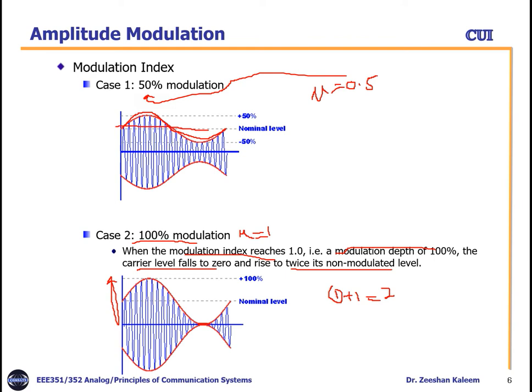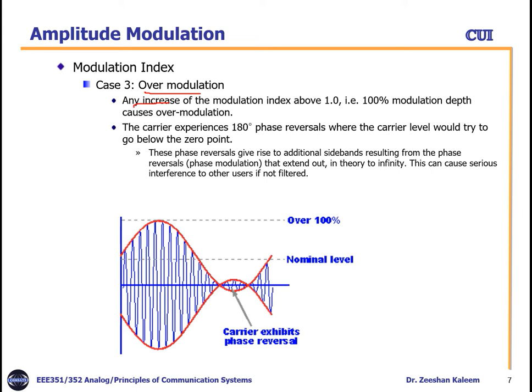Now let's see the case of over modulation. What is over modulation? Any increase of the modulation index above 1, that is 100% modulation depth, causes over modulation. You can see that, for example, if we select mu equals to 1.2 or 1.5, the carrier experiences a 180 degree phase reversal, where the carrier level would try to go below the zero point. Look at this, here it goes below the zero, and here it goes above the zero. So at this point distortion will occur. The phase reversal gives rise to additional sidebands that extend out in theory to infinity. This can cause serious interference to other users if not filtered. So it is the problem which will give high interference.